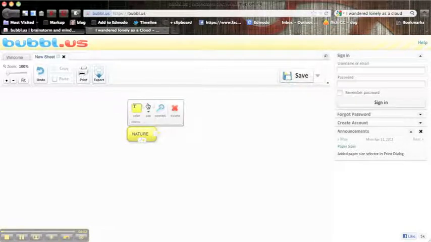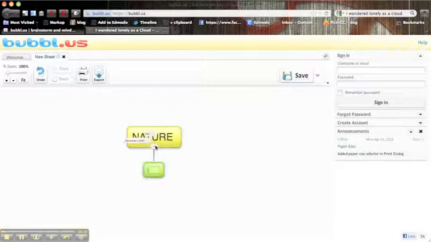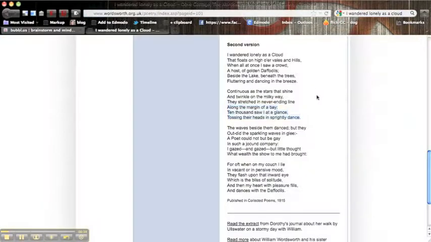Okay, so in the center of a bubble, I put nature because that's what the essay question's about. I'm going to be writing an essay on William Wordsworth's poem and what he has to say about nature. This is a fairly basic essay, so there's just going to be three main ideas: three things that I think Wordsworth is saying about nature.